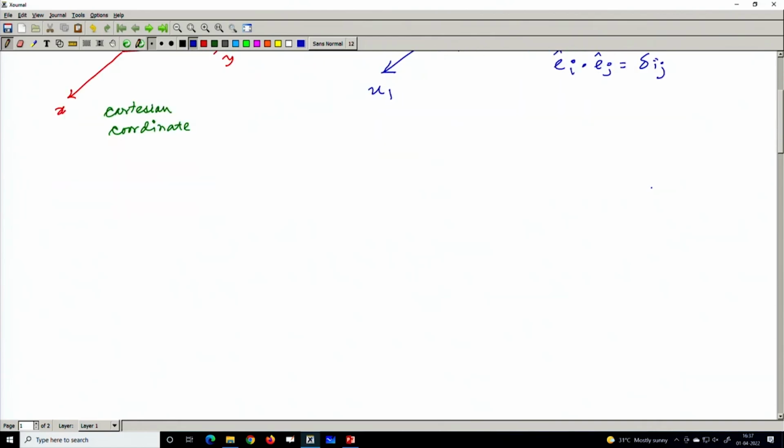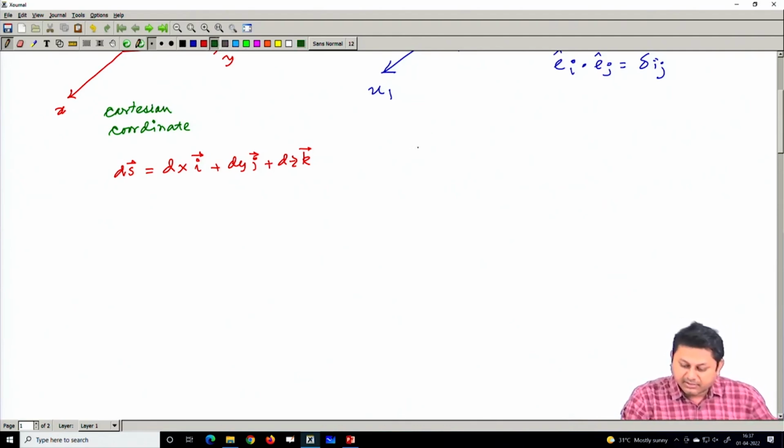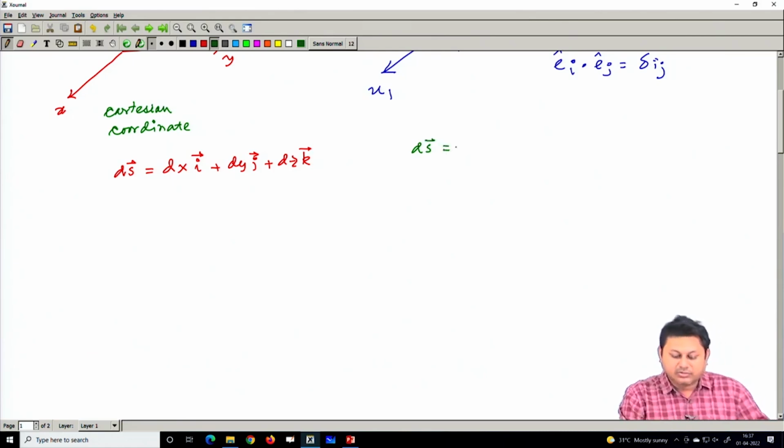So in the Cartesian coordinate system, if I want to find out what should be my length element, it is very straightforward, and it is dx i plus dy j plus dz k. However, if I want to find out the length element in this coordinate system, it is not like this.